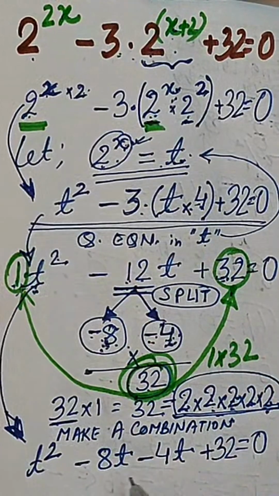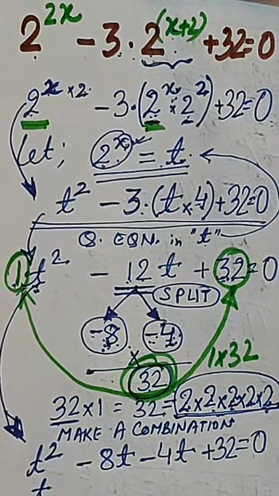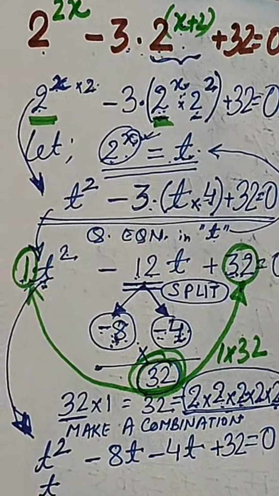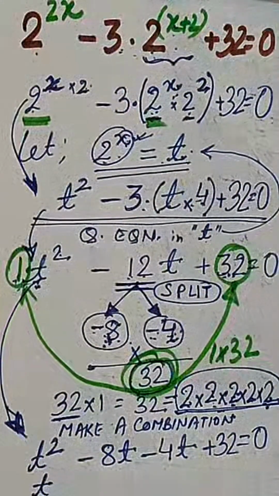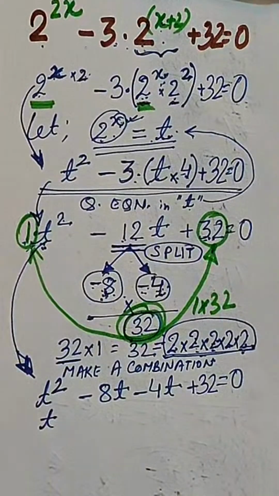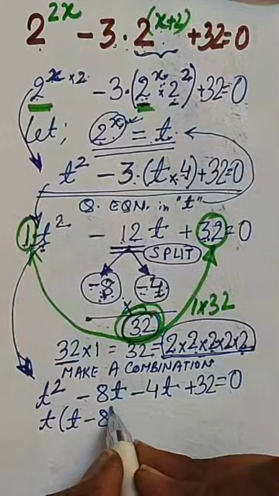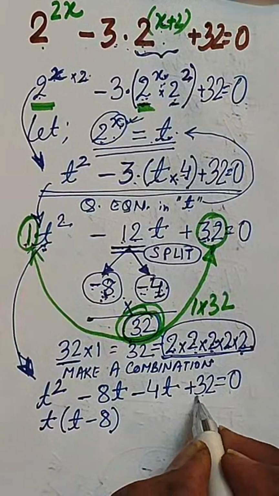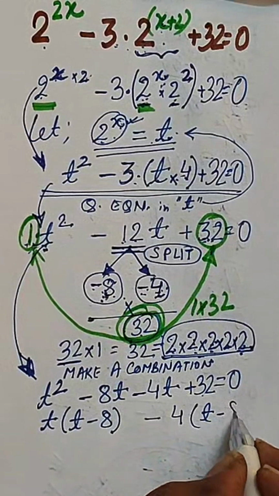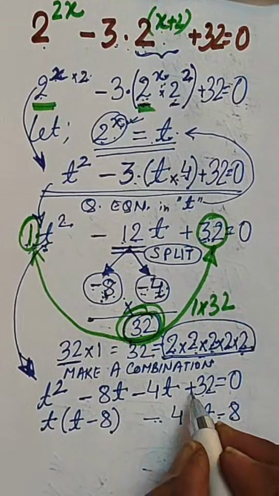Now from here, what we will do, when taking t as a common from the first two terms, we are left with t minus 8. And from the last two terms, when minus 4 is taken as common, we get t minus 8. Because minus 4 into minus 8 becomes 32 and minus minus becomes plus.